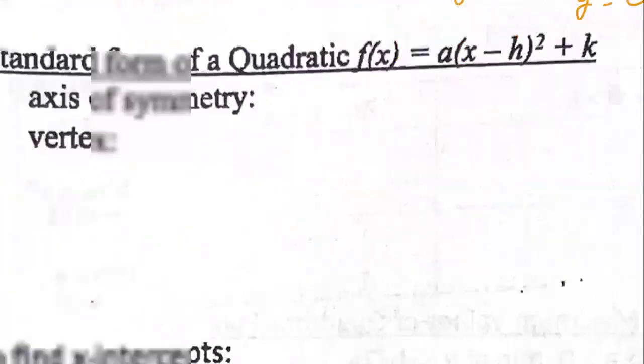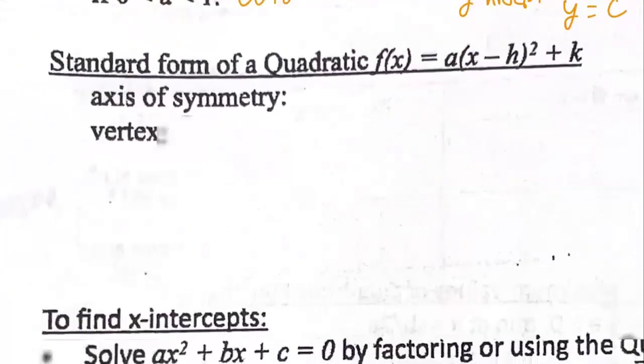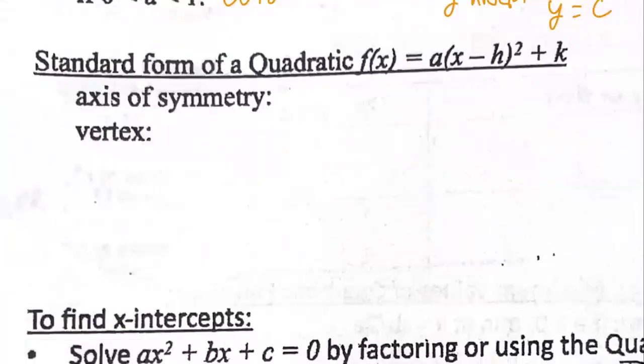The other form is the standard form of a quadratic function, f of x equals a times x minus h squared plus k. The axis of symmetry is x equal to h. And then the vertex is just h comma k.